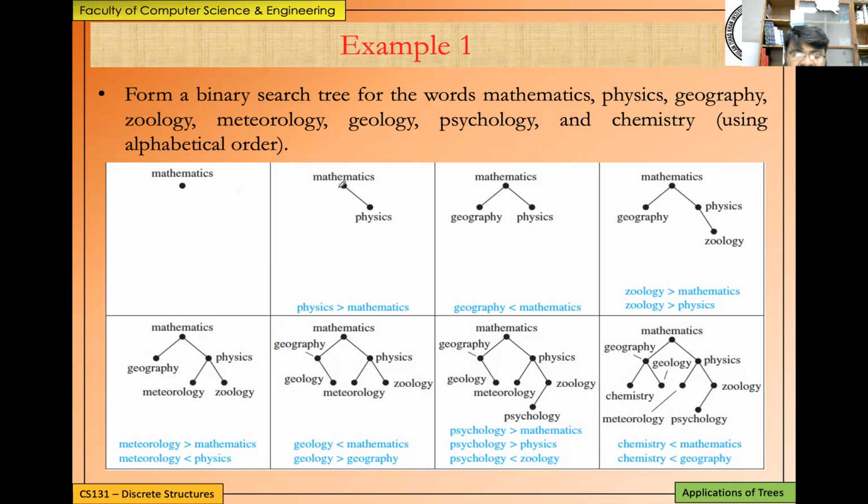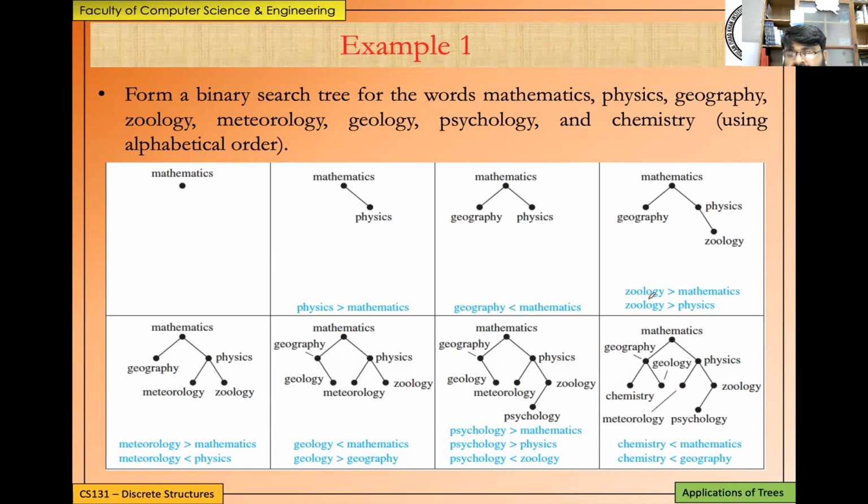And we know that physics is larger than mathematics since P is larger than M. Hence, it will be inserted to the right. And we notice that there's no right child, so this will be made the right child with the name physics. Then we get geography, which is less than mathematics. And again, we notice that this tree has no left child. So we'll add a node here and name it geography. So this is now our current tree.